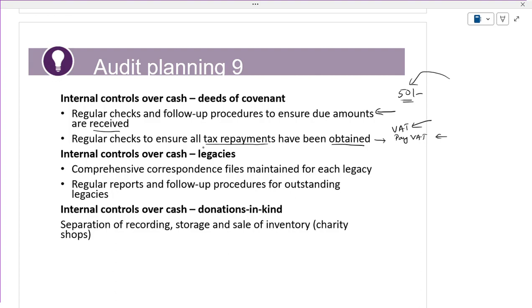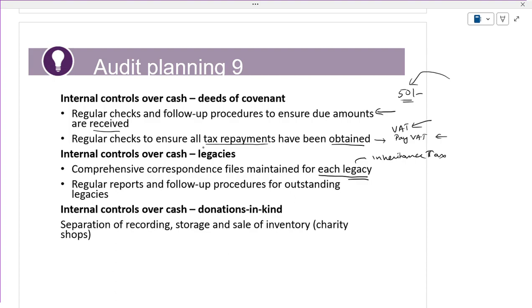The internal controls of legacies. A comprehensive correspondence file should be made for each legacy. You have not done taxation, is it right? If you have done taxation, it helps a little bit. You will have inheritance tax on a legacy, if somebody leaves one.